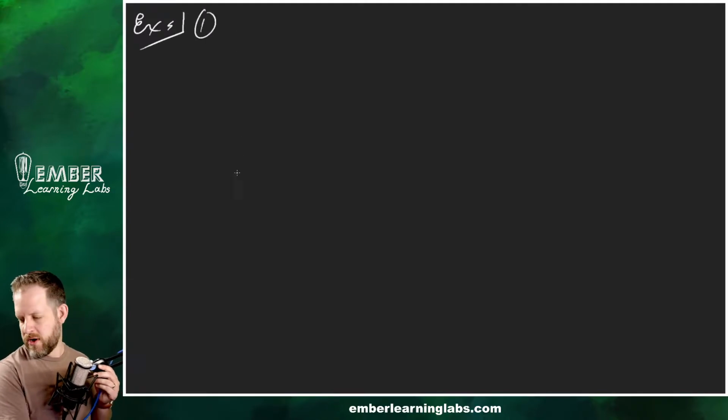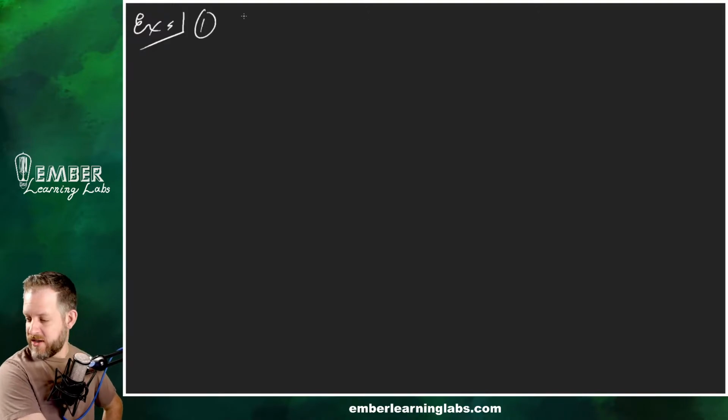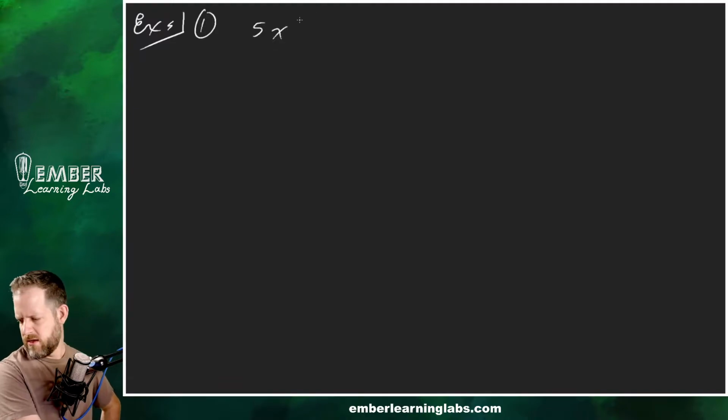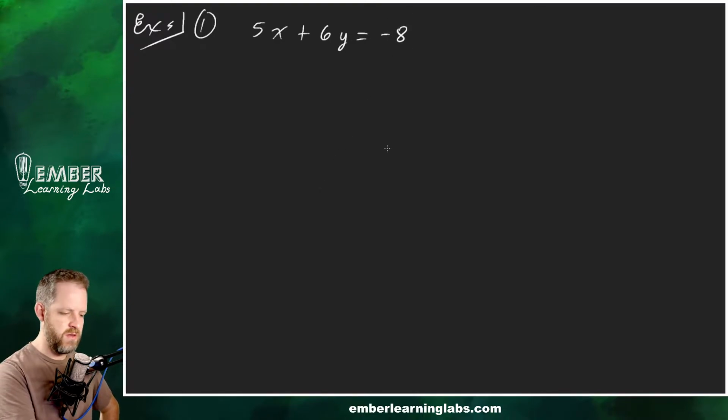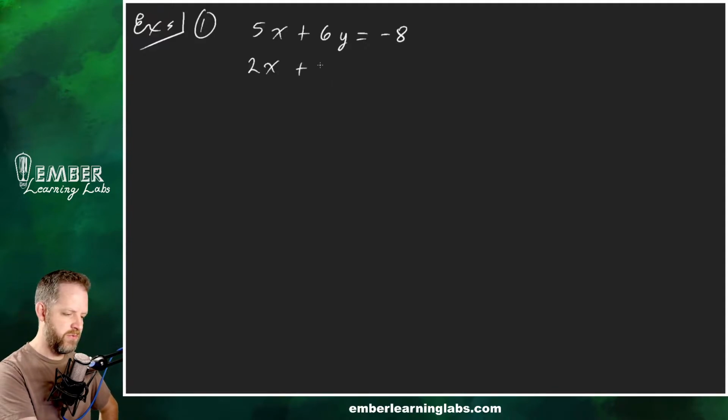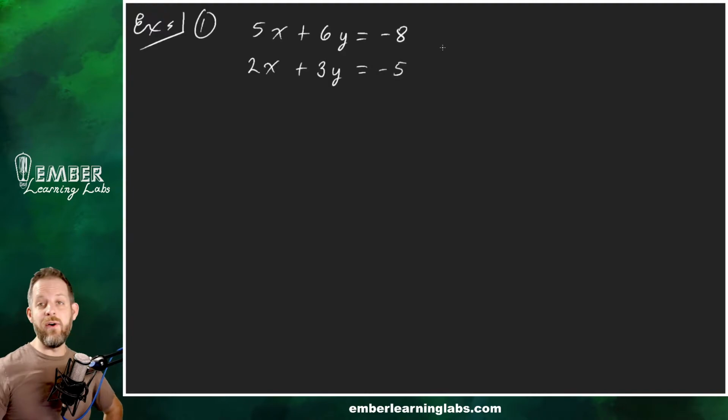Example 1. We're going to solve both systems using elimination. We're going to start with the system 5x plus 6y equals -8, and 2x plus 3y equals -5.